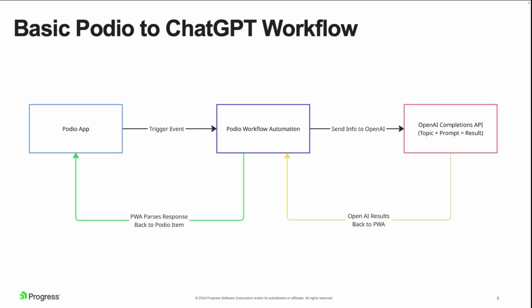Now, what's really cool about that is in the same workflow, we're going to grab the OpenAI results and bring that back to Podio workflow automation. Then we're going to parse that response in Podio workflow automation to send it back to Podio. So again, it's a pretty straightforward workflow. When you see it demoed for the first time, which is what we'll do first, and then we'll kind of go into the bits and bytes of how we put it together, it's actually pretty straightforward.